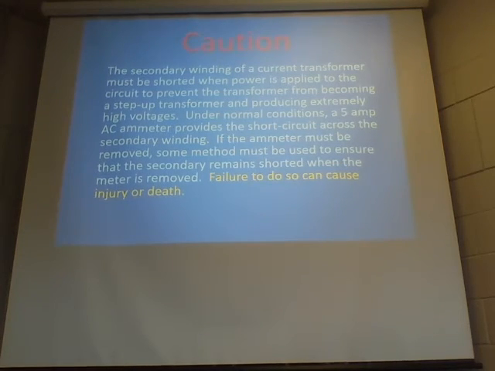The secondary winding of a current transformer must be shorted when power is applied to the circuit to prevent the transformer from becoming a step-up transformer and producing extremely high voltage. Under normal conditions, a 5 amp AC ammeter provides a short circuit across the secondary winding. If that ammeter must be removed, some method must be used to ensure that the secondary remains shorted when the meter is removed. Failure to do so can cause injury or death.